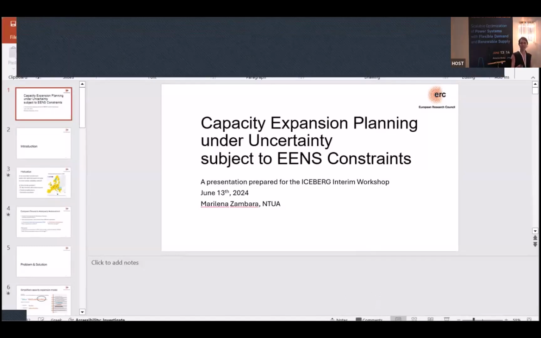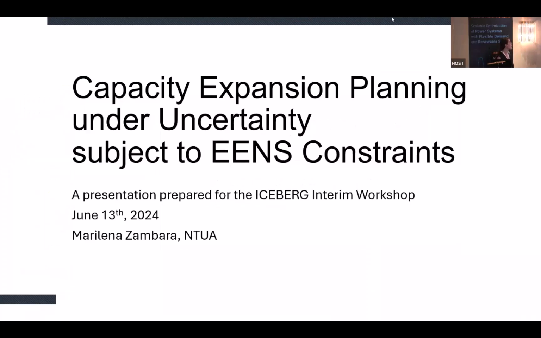It's actually, as Daniel said, a continuation of what you have just observed, in the sense that Daniel has managed to solve a large-scale capacity expansion planning problem under uncertainty. So what this presentation is going to be about, we're going to introduce specific expected energy not served constraints to this large-scale problem. So we're going to see what are the issues that are being introduced when we do that, and what is our methodology to tackle it.